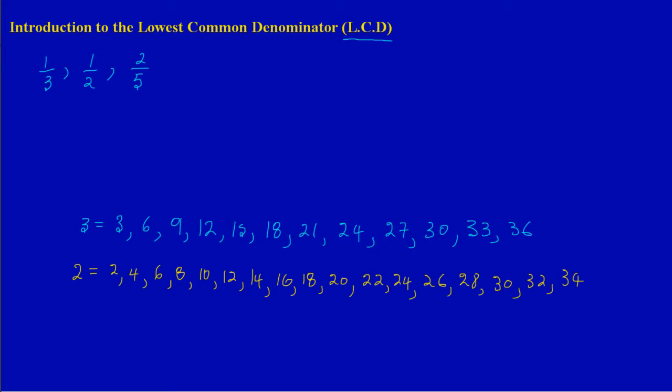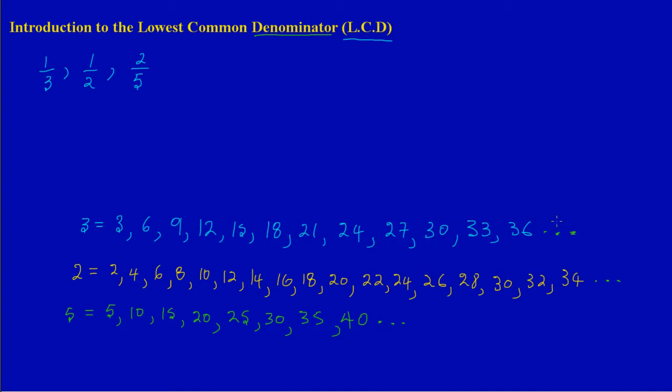Now the next one is 5. The next denominator that we're focusing on, and if you notice, we're just looking at the denominators because I'm dealing with the lowest common denominator. Multiples of 5 are 5, 10, 15, 20, 25, 30, 35, and 40, and we can stop there. And remember, multiples would continue because they're infinite. They go on and on and on.